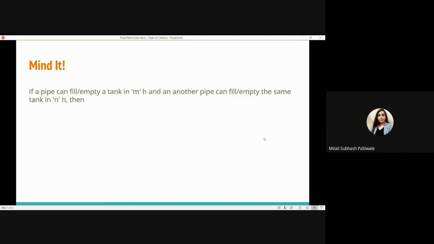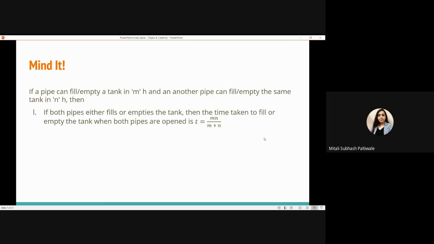Now mind it, you cannot leave this off. If a pipe can fill or empty a tank in m hours and another pipe can fill or empty the same tank in n hours, then the time taken to fill or empty the tank when both pipes are opened will be T is equal to mn by m plus n. T is equal to mn by m plus n. Now, this would be the direct formula when it comes to solving these kinds of questions.